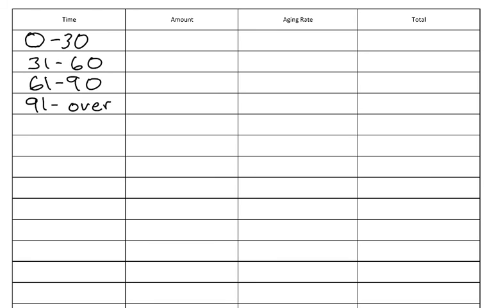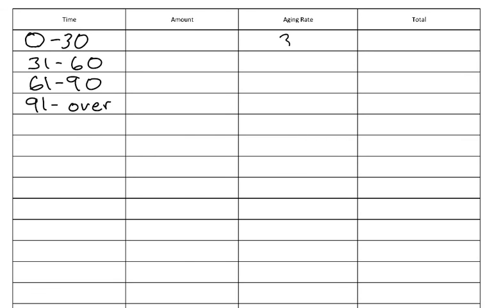Now, here's the tricky part about reading this. So I'm going to start with the beginning. It says industry averages show that 97% of accounts receivable 0 to 30 days past due will pay. Now, what you need to know is if 97% will pay, that means 3% will not pay. So your aging rate is 3%, not the 97% for 0 to 30 days.